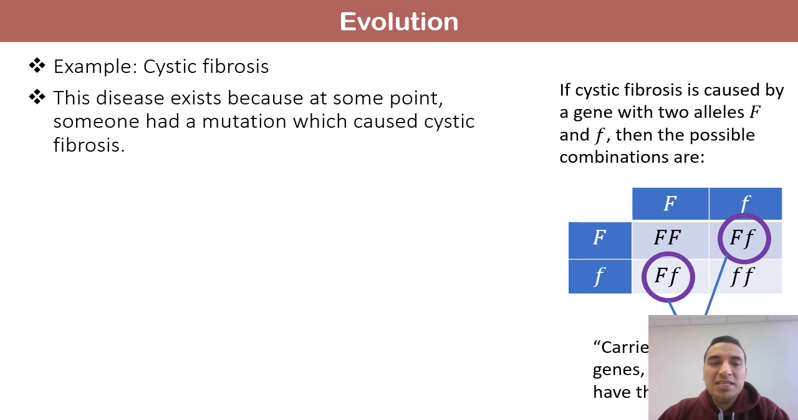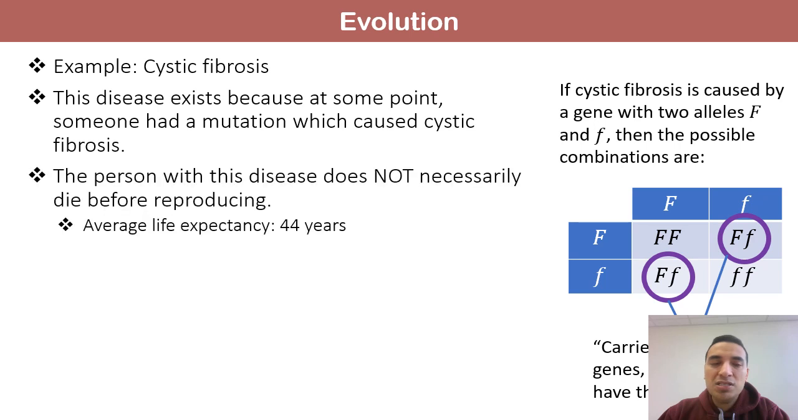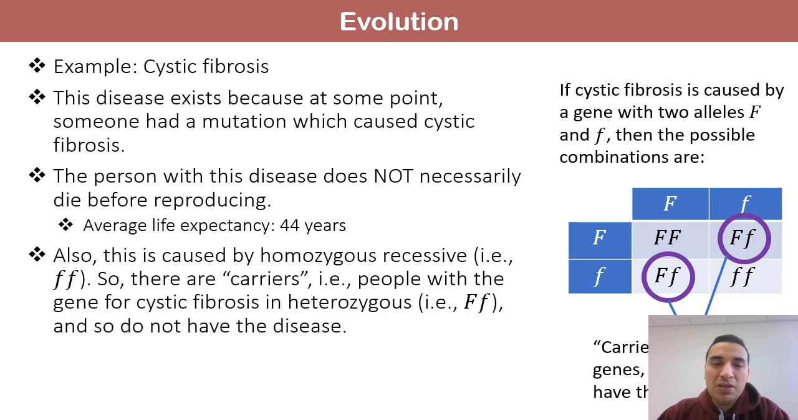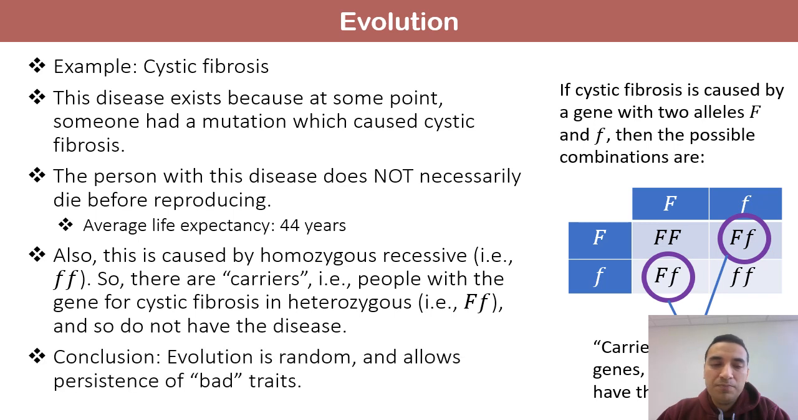So this disease exists because someone had a mutation at some point in the past that caused cystic fibrosis. A person with this disease does not necessarily die before reproducing. Average lifespan is 44 years, so they can have babies and they can carry that gene forward. So if this is caused by homozygous recessive, which it is, there are still carriers. They will not have the disease, but they can carry it forward.